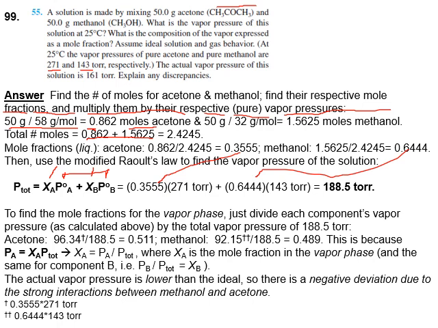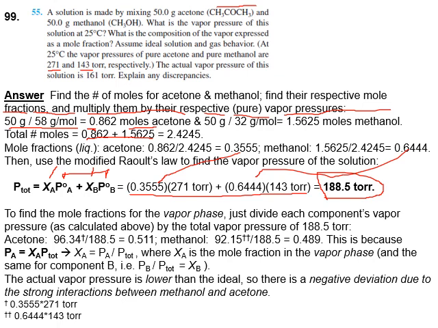Now notice here that when you add 0.6444 to 0.3555, you get 1. And that's what it should do because you've only got two components. Two components means that if you have two mole fractions, they should add to be 1. So when you do this calculation here, you get that the vapor pressure of the solution is about 188.5 torr. And you don't have to convert this to atmospheres. We can just leave it as torr.